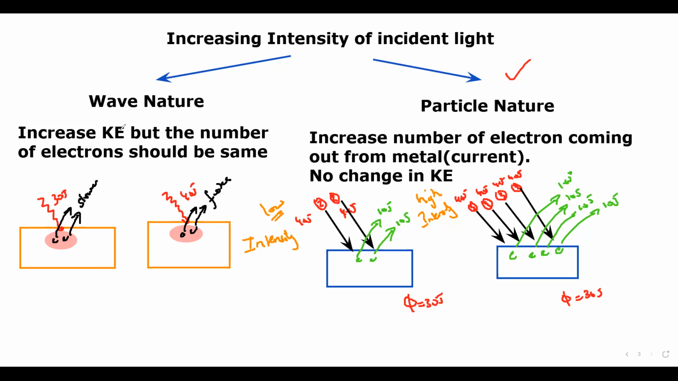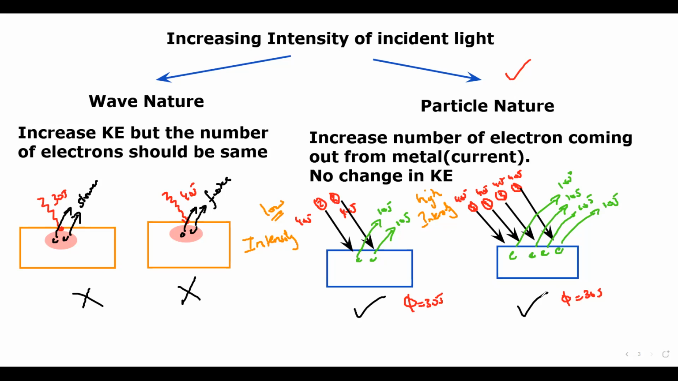And what will be the effect? According to wave nature, the number of electrons should be the same, and the kinetic energy increases. But we don't observe this. This does not happen. What happens is when we increase the intensity, according to particle nature, there will be more photons. So more photons means more electrons will come out.